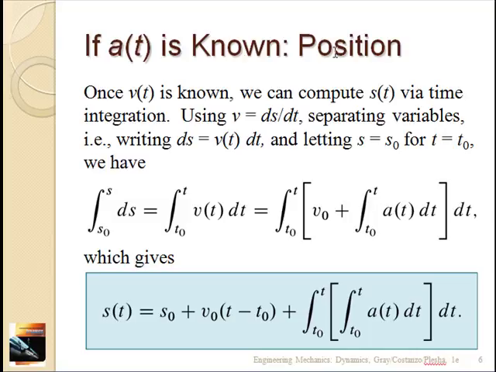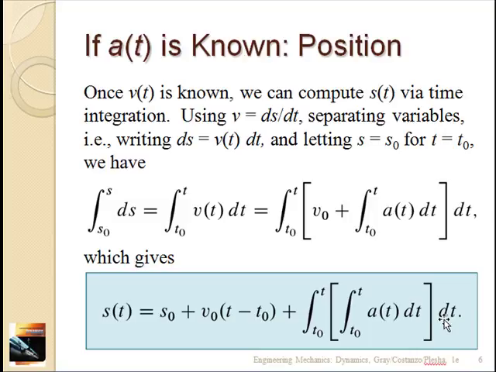What if a of t is known and we want the position? Well, we just figured out how to get the velocity. If the velocity is the time rate of change of position, so v is ds dt, if we have the velocity, we can integrate that once to get ds. That is, we write ds equals v dt, just like this. And then if s equals s naught is the position at t equals t naught, then we can integrate s from s naught to s, v from t naught to t, and that gives us that s is s naught plus v naught times t minus t naught.